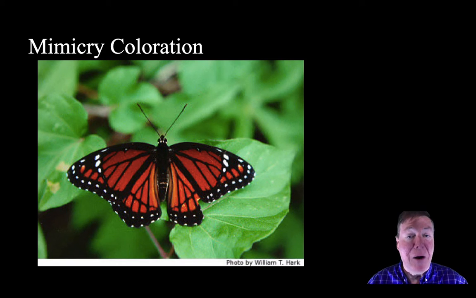They live in the same area. So once a bird's eaten a monarch butterfly, it's not going to eat any butterfly that looks like that.